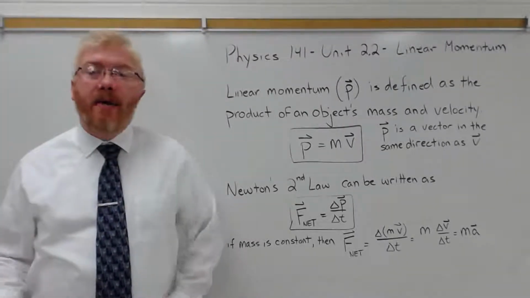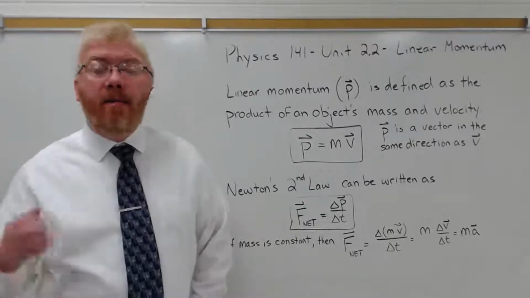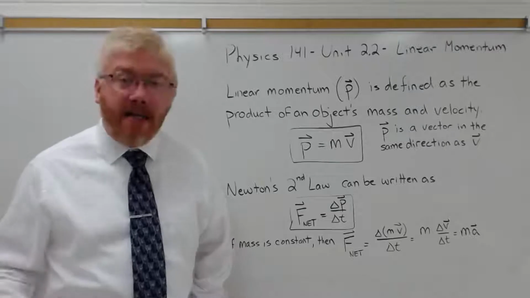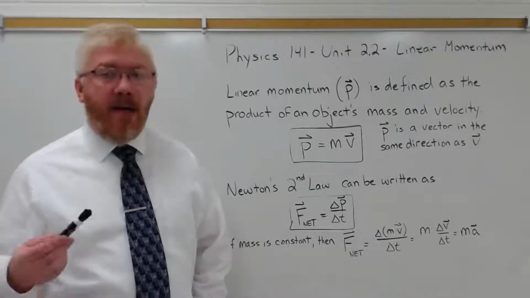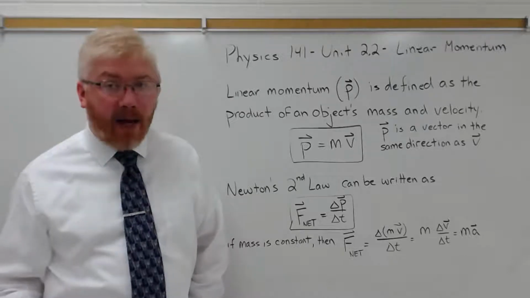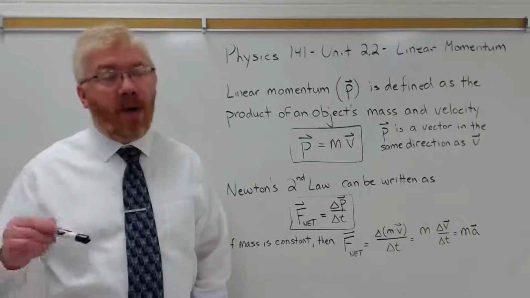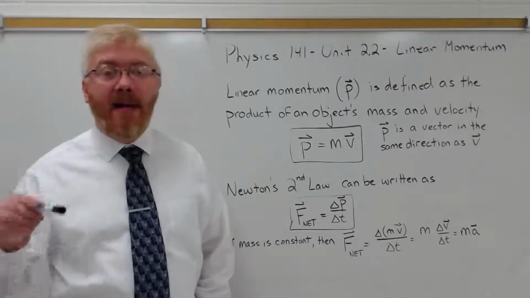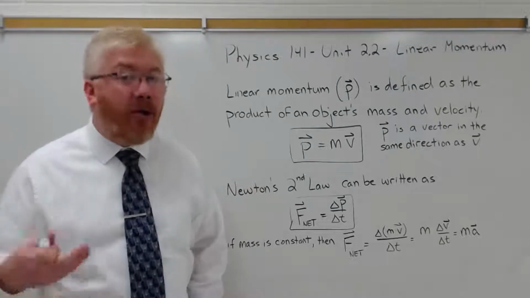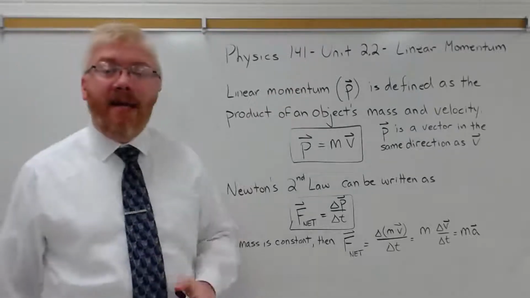We're going to now look at a new concept called linear momentum. Linear momentum is defined as the product of an object's velocity and its mass. Now, we already have an equation that talks about an object's velocity and mass. That was kinetic energy. Kinetic energy, you might recall, is 1/2 the object's mass times its speed squared. Kinetic energy is an energy, it is a scalar. The difference here is linear momentum is a vector.